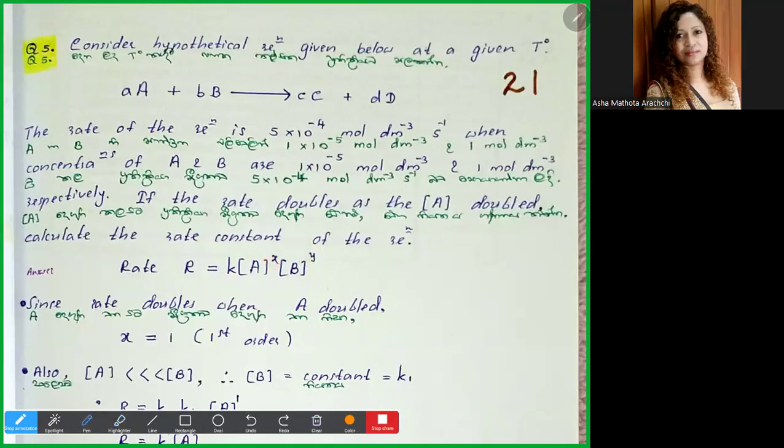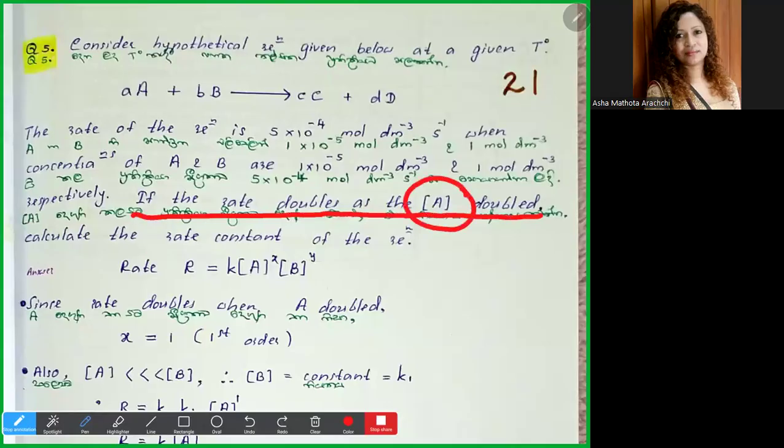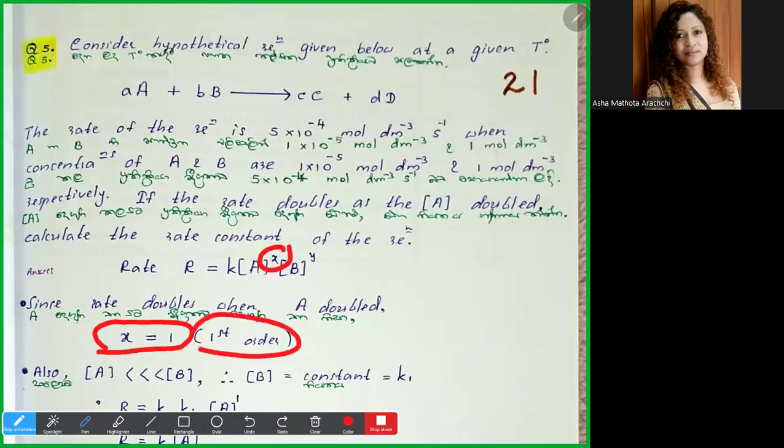And then they give another little data. If the rate doubles as the A concentration doubles, so with respect to A, what is the order? Rate doubles when A doubles. First order. Yeah, that's the first order. Since the rate doubles when A doubles, with respect to A, X equals 1. See, this is the first order, X equals 1.